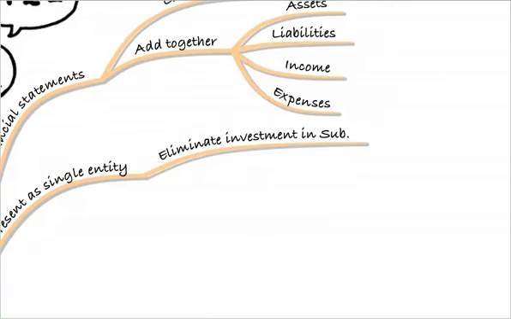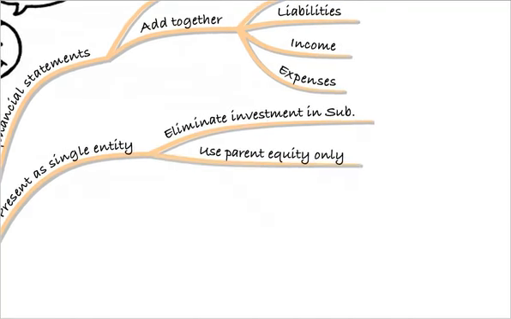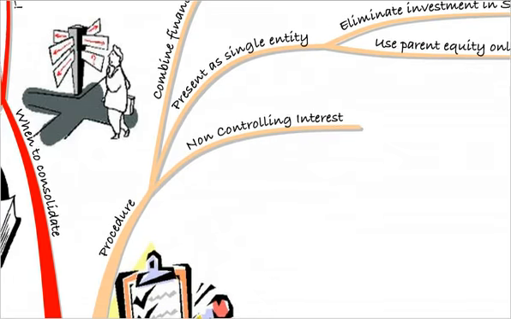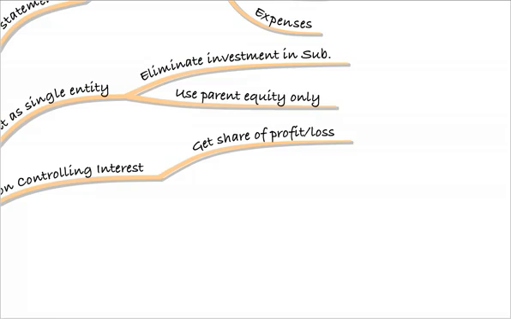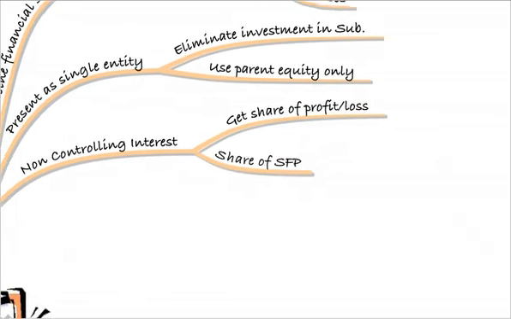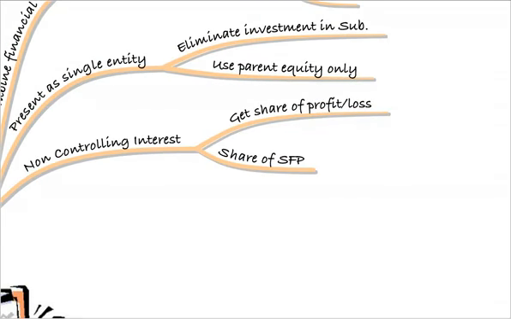The purpose is to present the two sets of accounts as a single entity, or more than two sets of accounts. What we need to do is eliminate the investment in the subsidiary in the parent's singular accounts and then just use the parent's equity when we're looking at the equity of the group. So the parent's equity is included only. When it comes to non-controlling interests, we need to remember that they get a share of the profit or loss each year. So also they will have a share of the assets and liabilities on the statement of financial position.